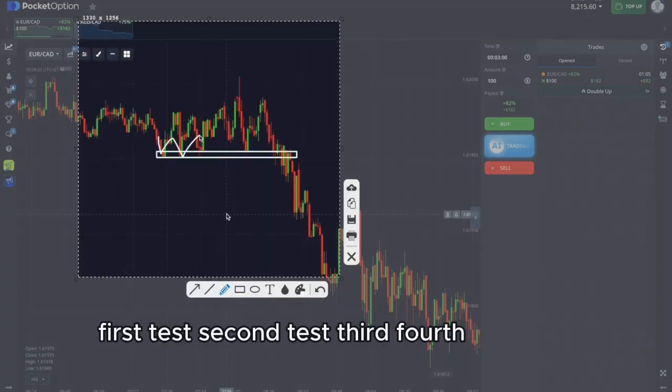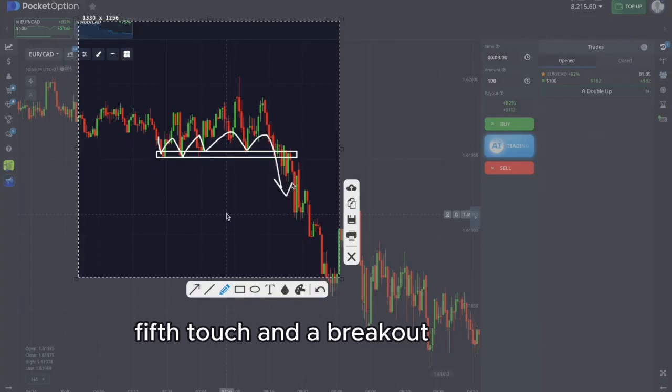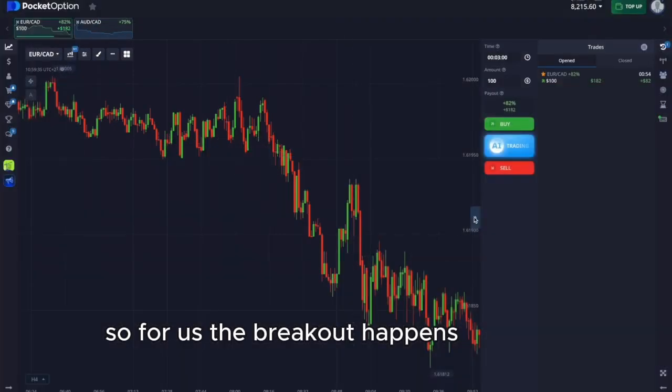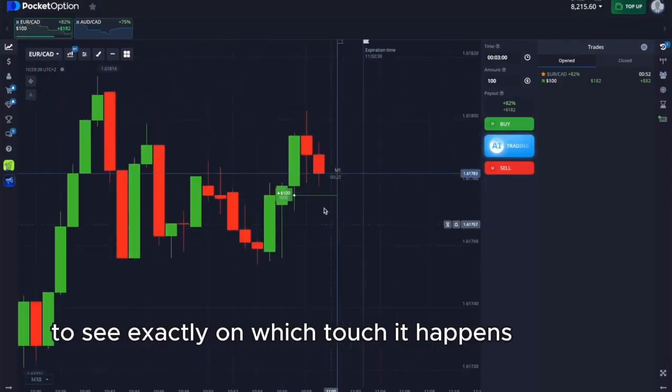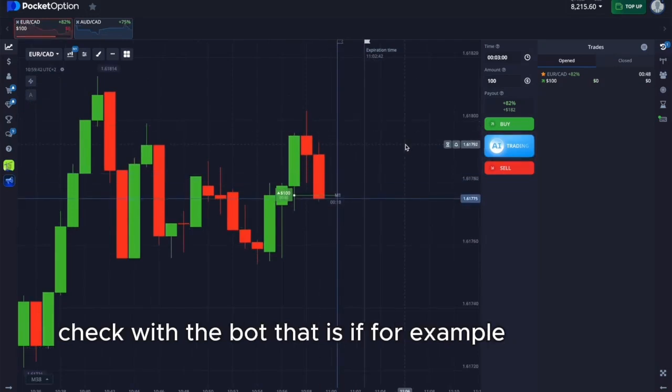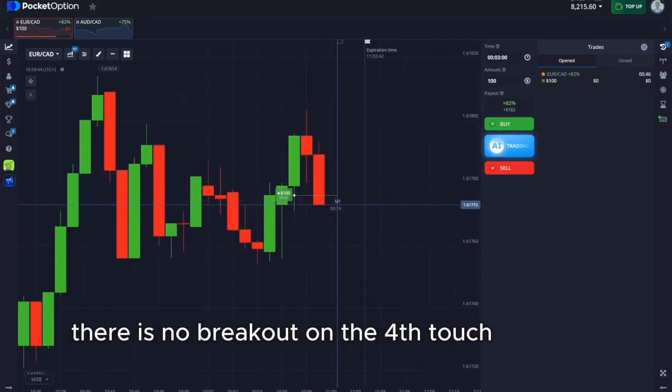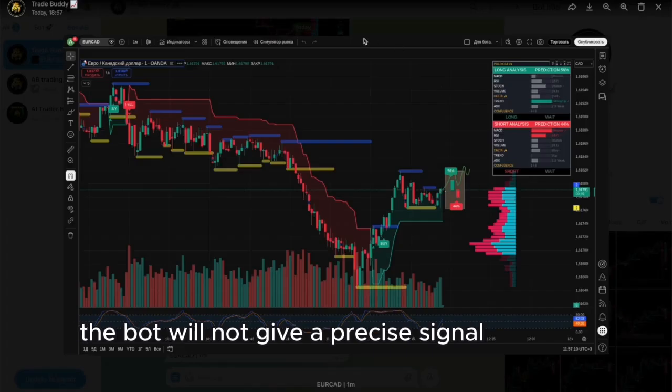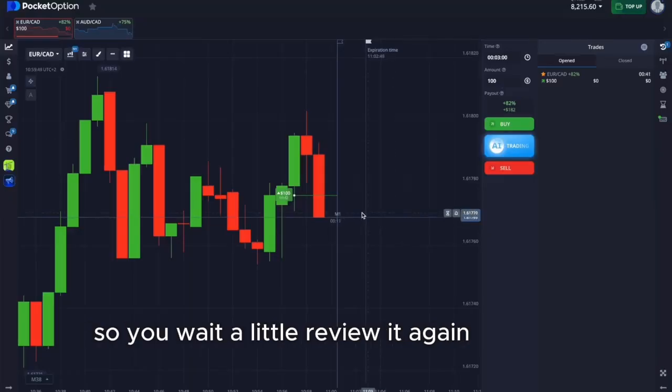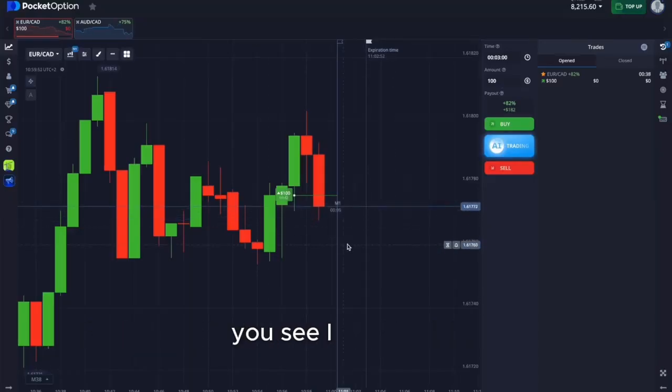First test, second test, third, fourth, fifth touch, and a breakout. So, for us the breakout happens either on the 4th or 5th touch. To see exactly on which touch it happens, check with the bot. That is, if for example there is no breakout on the 4th touch, the bot will not give a precise signal. So you wait a little, review it again.